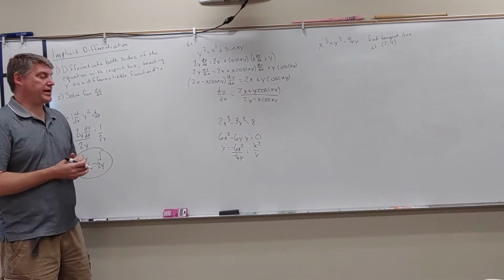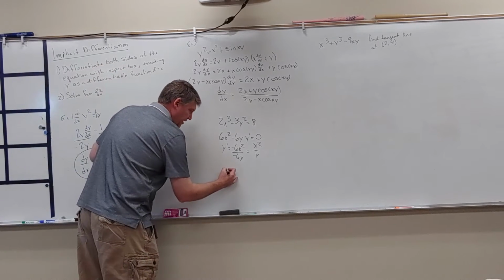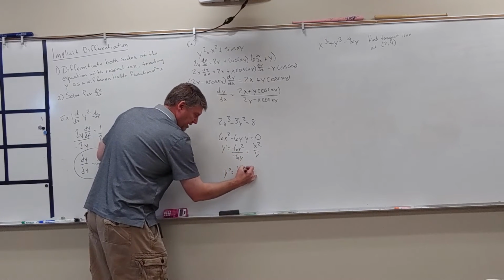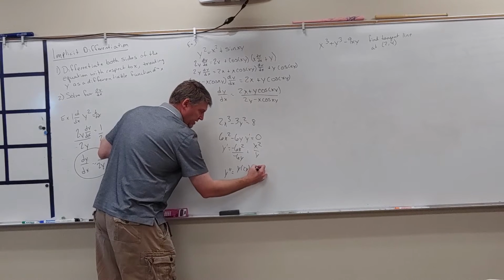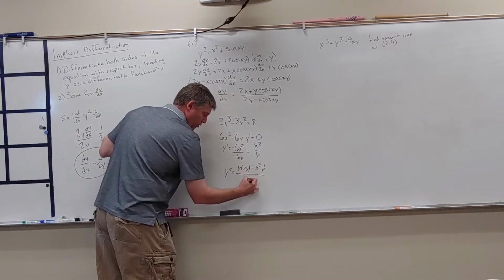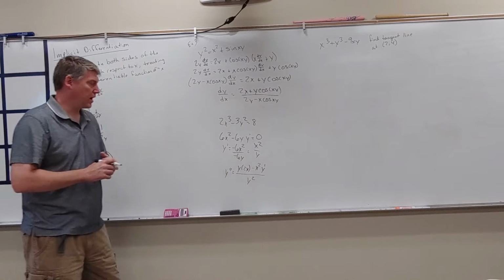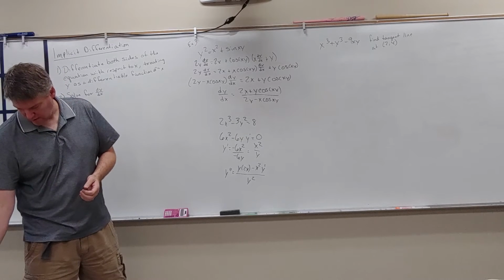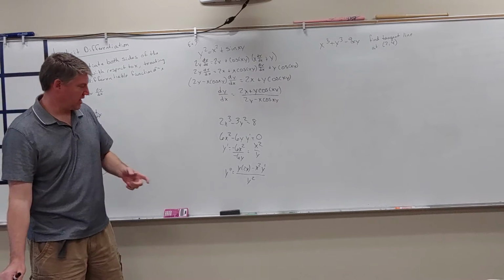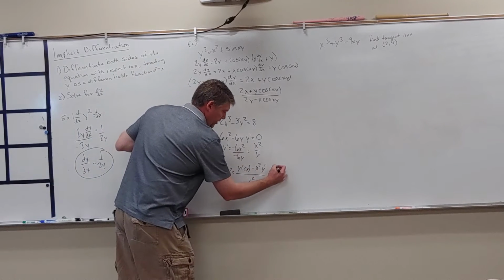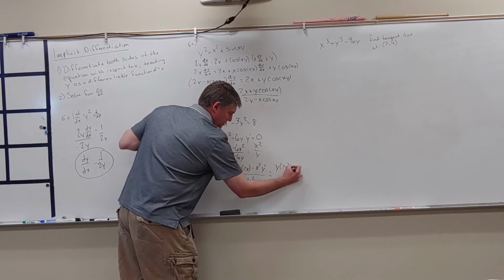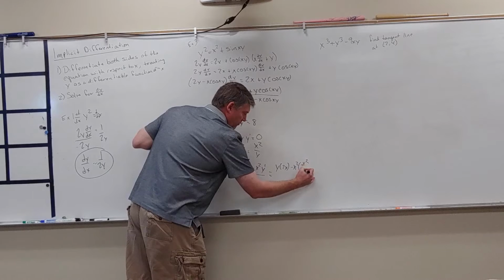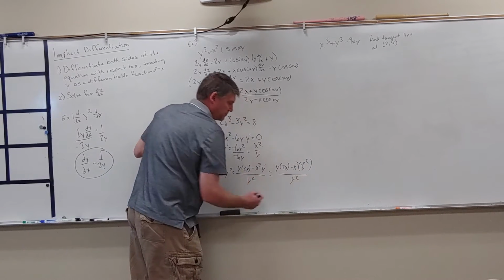Now I need to take this derivative again. So y double prime is the derivative of this. So I have y times 2x minus x squared y prime, over y squared. Well, I actually can plug in what y prime is, because I have it here. So now I have y times 2x minus x squared times y prime. Well, y prime was x squared over y, all over y squared.